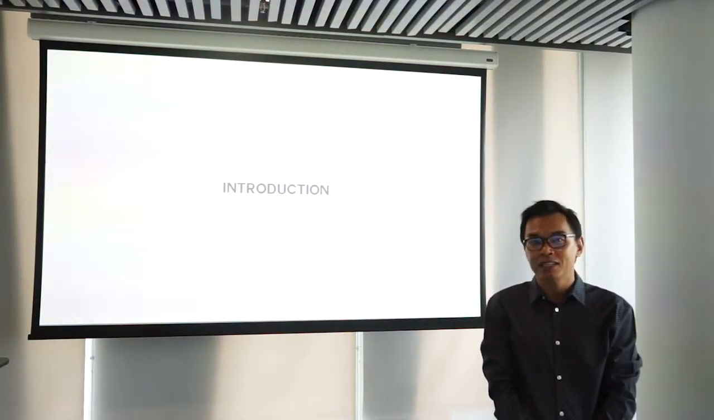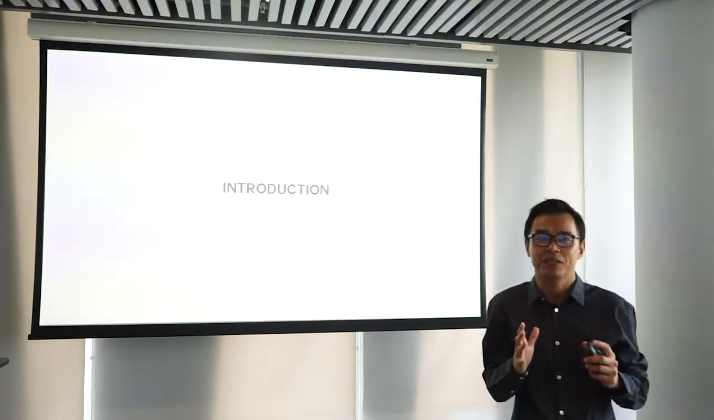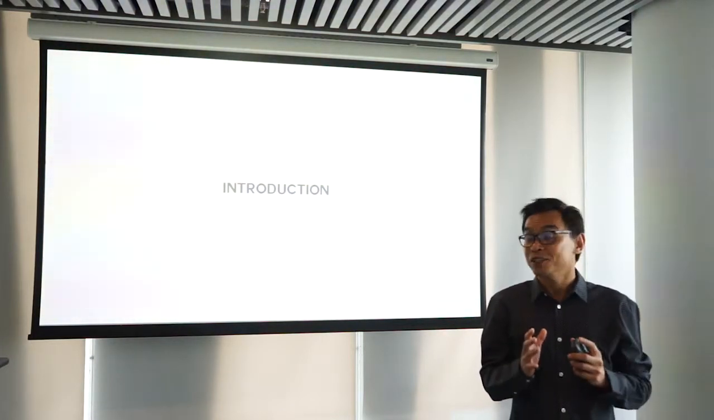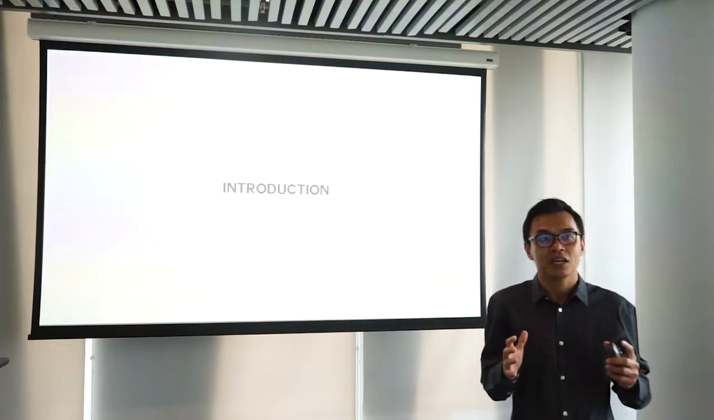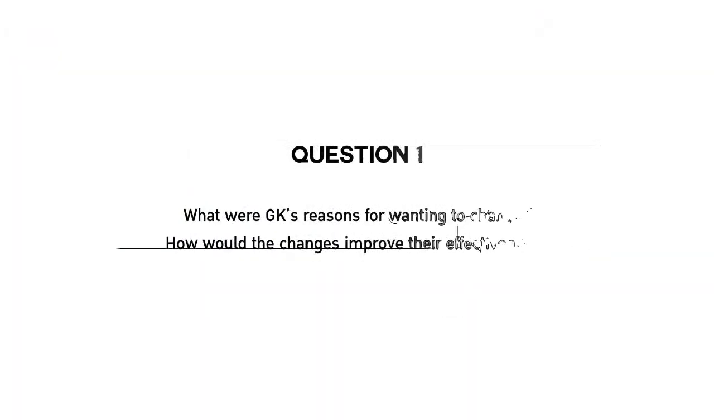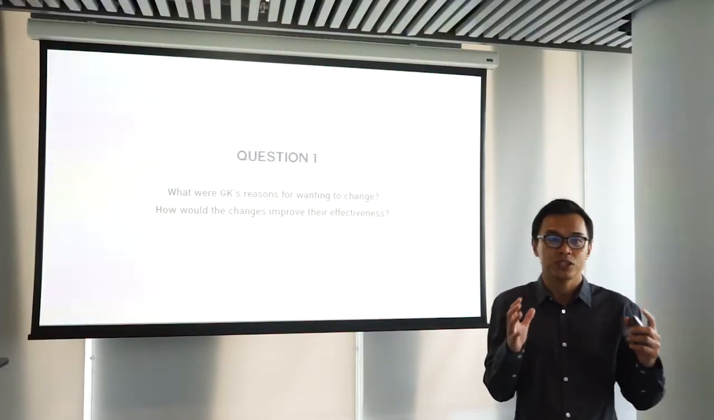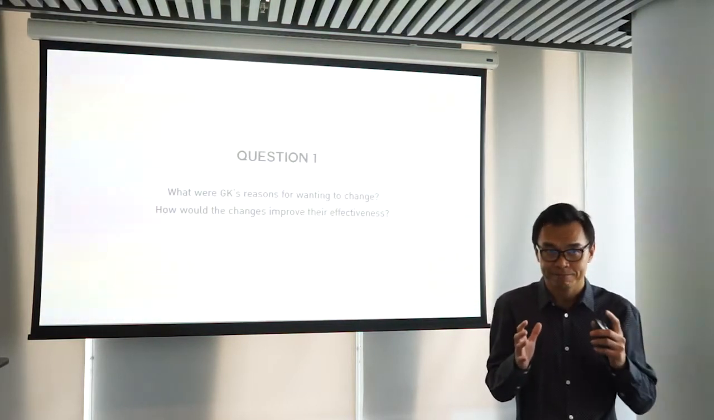Today our team 1 is pleased to present an analysis of change that happened in GK Printer Limited, a small family-run company. We are considering the rationale and the system of change through the lens of 7 questions. The first question is about the reason why GK want to change and how the change would affect organizational effectiveness.